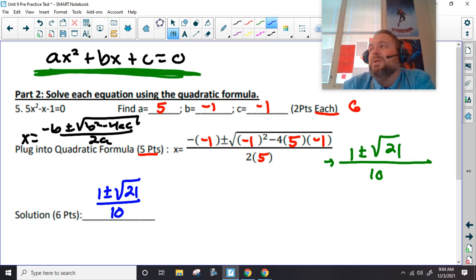So this whole problem is 17 points. You get 2 points each for A, B, and C, making 6 points. You get 5 points for plugging in A, B, and C in the right spot. And then you get 6 points for this.